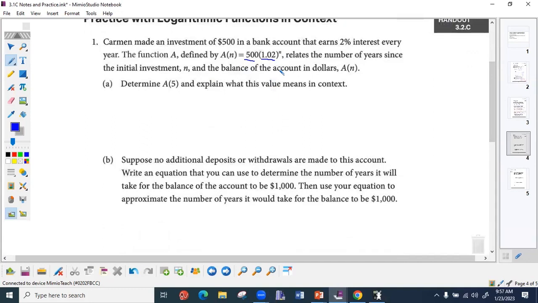So your 500 is your A, your 1.02 is your B. Do we see that? Okay. And then it wants to know, starting with A, to determine A of 5. Can you do that? Okay.